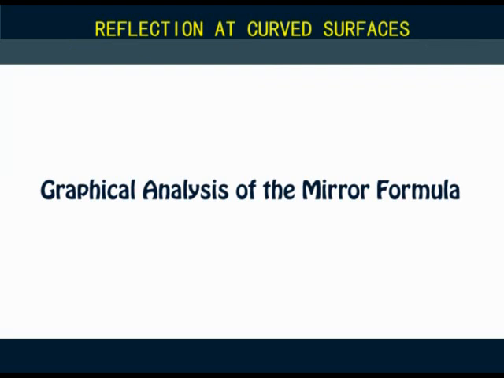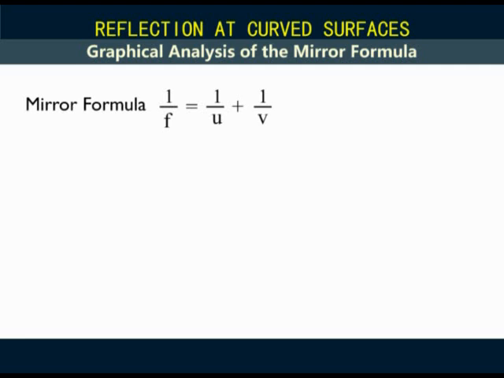Next, graphical analysis of the mirror formula. Now, the mirror formula can be rearranged as follows: 1 over U plus 1 over V. The LCM of U and V is U times V, or UV. UV divided by U is V, times 1 is V. UV divided by V is U, times plus 1 is U. So 1 over F is equal to V plus U over UV. Getting the reciprocal, F is equal to UV over V plus U.